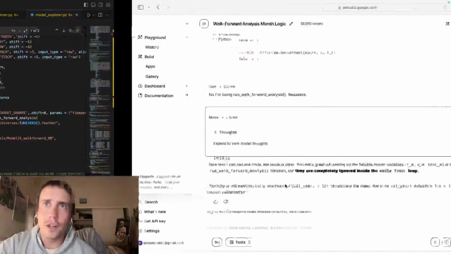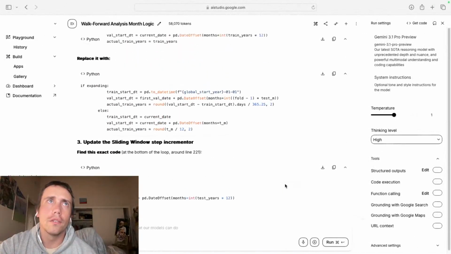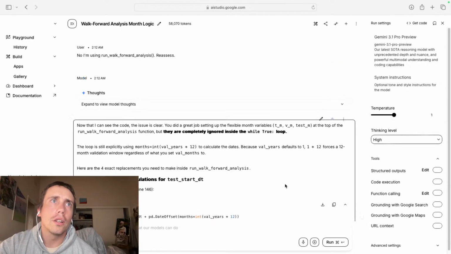Okay, well, at any rate, I have to build the live trading infrastructure. Let's get into this. Now that I can see the code, you saw it before.